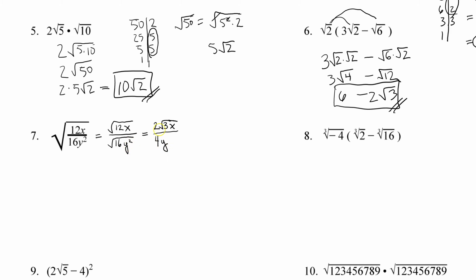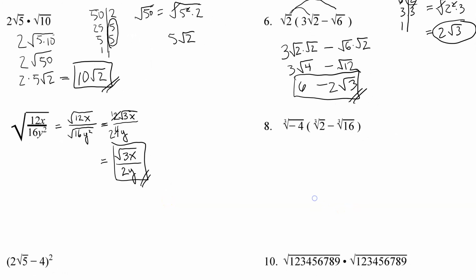Now, I want to simplify 2 and 4 now that they're out from under the radical. 2/4 is the same as 1/2, so I can write that as 1/2. So 1 times the square root of 3x would be the square root of 3x on the top. And on the bottom, we'd have 2 times y. And that would be this thing in simplest radical form.